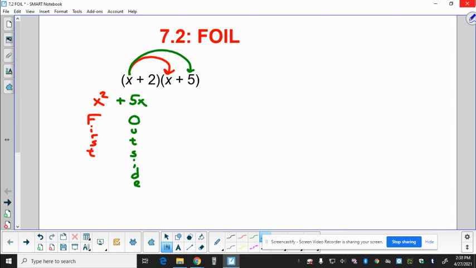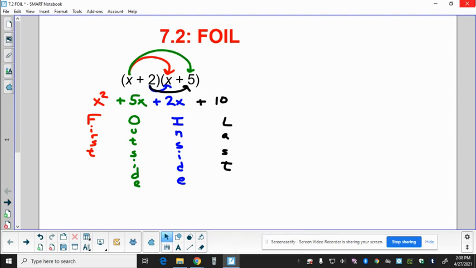Next thing we do is we take this 2 and multiply it to the x. So that's called I. Those are the inside terms. 2 times x is positive 2x. And then finally, you complete the second distributive property and you multiply the last terms that you see in the parentheses, and that would be 10. So what we've done is step one of the FOIL method. We have multiplied with a double distributive property.